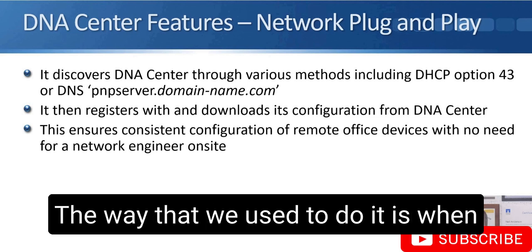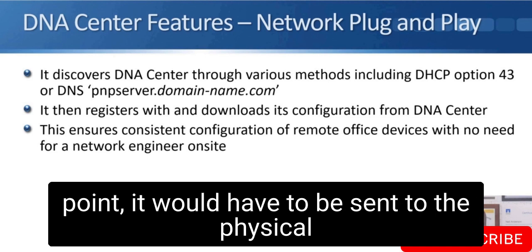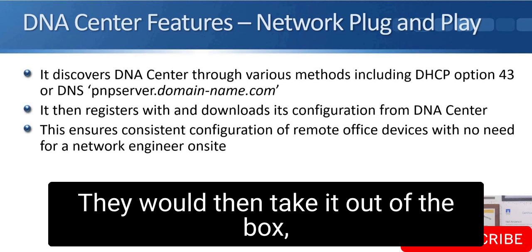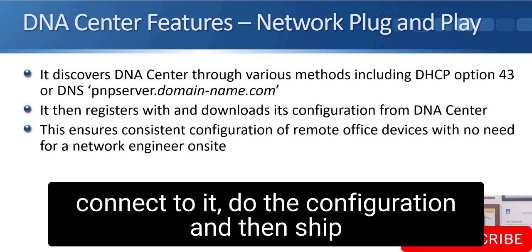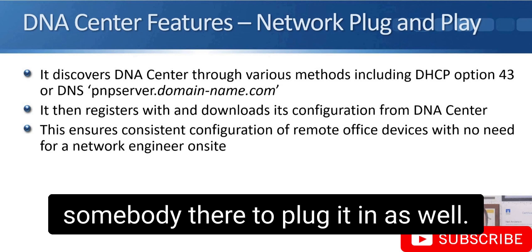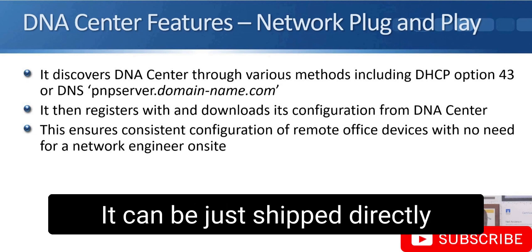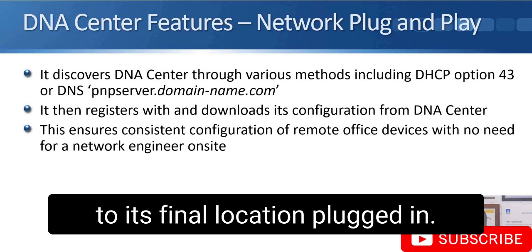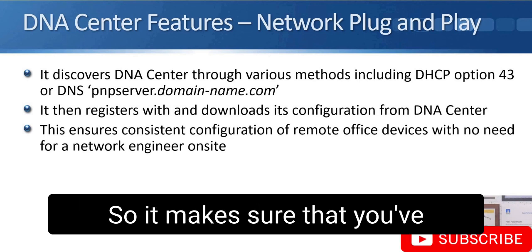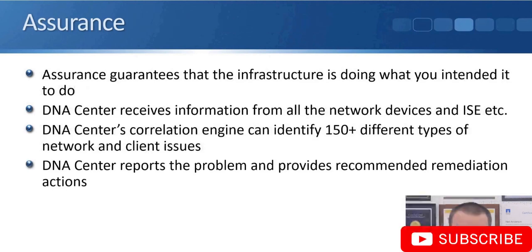The way that we used to do it is when you ordered a new router or switch or wireless access point, it would have to be sent to the physical location that the network engineer is in. They would then take it out of the box, connect to it, do the configuration, and then ship it to the final site, and it would need somebody there to plug it in as well. Now, you don't need to go through those two steps. It can be just shipped directly to its final location, plugged in, it will connect to DNA Center, and it will download its configuration from there. So it makes sure that you've got that correct configuration on there. It also saves you time and money.